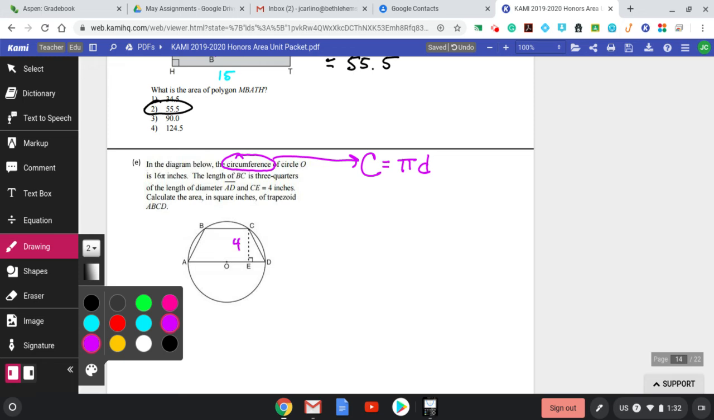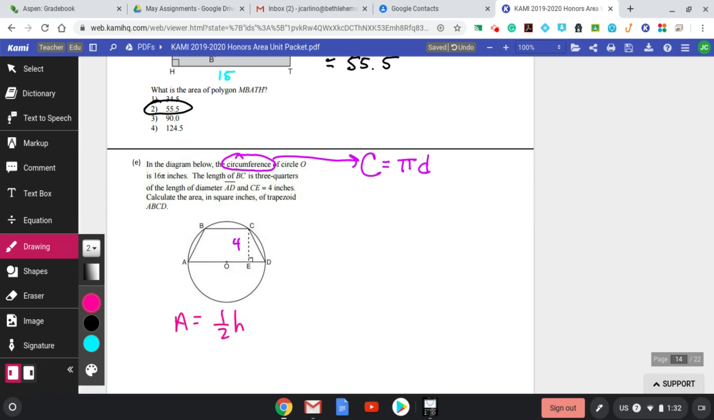All right, got it. So they want me to calculate the area of the trapezoid, which I know is 1/2 height, B1 plus B2, the bases added together. They tell me the height already, so I can plug that in as 4. What we need to work with is what's the bases? Okay, what are the bases? Well, I know BC is 3/4 the length of diameter AD.